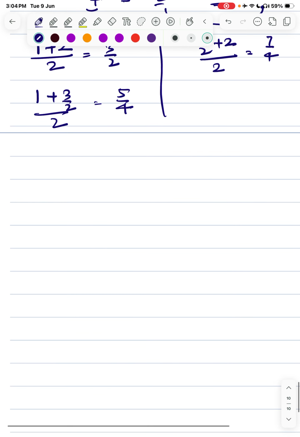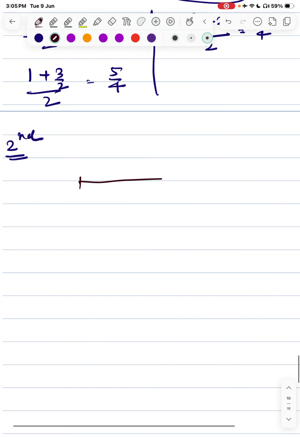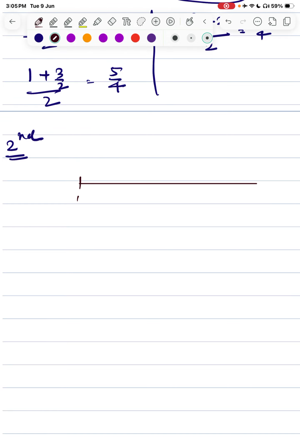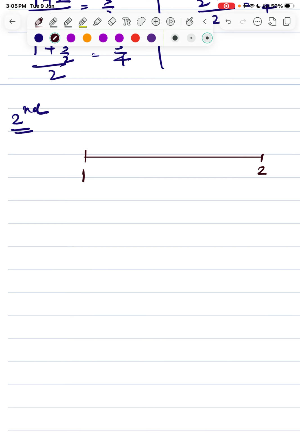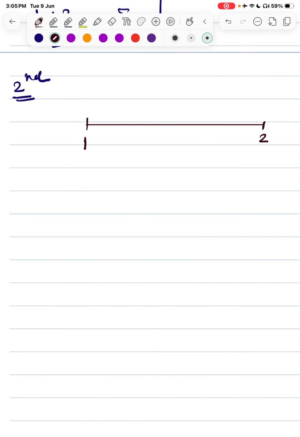So what next you can do? What would be the second approach, how you will insert the five numbers? It is quite easy. So let's start with this. You are asked to insert five numbers between 1 and 2. Between 1 and 2 you are supposed to add five numbers, right?